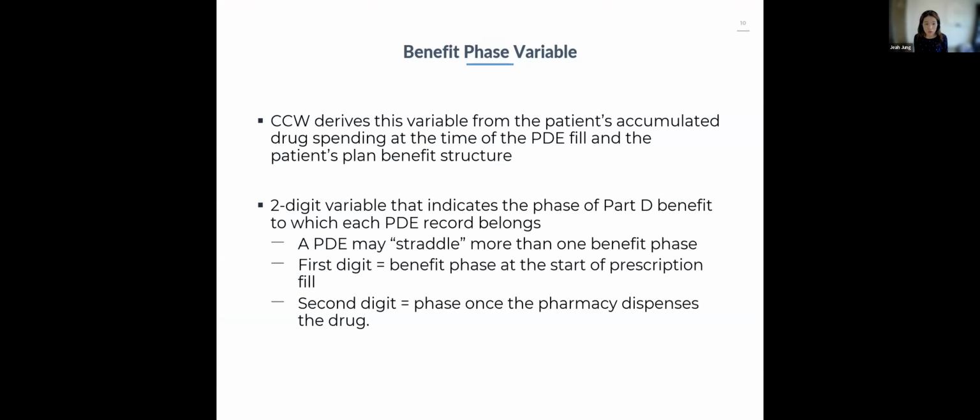All right. So now, why is this benefit phase variable 2 digits? Because that specific event may straddle more than one benefit phase. When you visit the pharmacy you may be in the deductible phase, but the drug you're going to fill is so expensive that, because of that drug event, you may actually hit the catastrophic coverage. So the first digit represents the benefit phase at the start of a prescription fill, and the second digit represents the benefit phase once the pharmacy dispenses the drug.